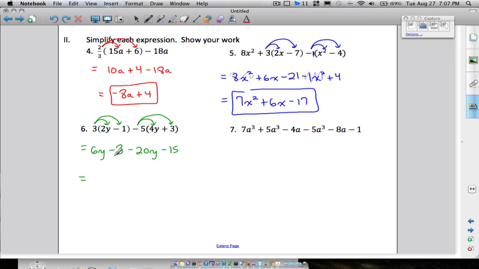Combining like terms, 6y and the negative 20y, so we think of this as 6y minus 20y, that's a negative 14y, because 6 minus 20 is a negative 14.